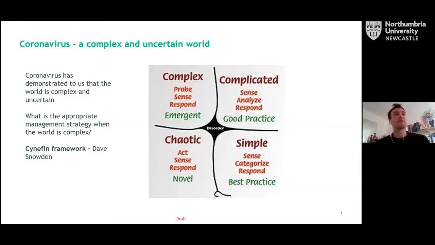And so it forces us to ask a question about public service management: what's the most appropriate management strategy when the world is complex? Fortunately, we've got a bunch of really good work to draw on to help us answer that question. I've highlighted here the Cynefin framework produced by Dave Snowden. I think he might even be on this call, so you're always slightly terrified about referencing someone else's work when they're around in the conversation. So I hope I'm using this appropriately.